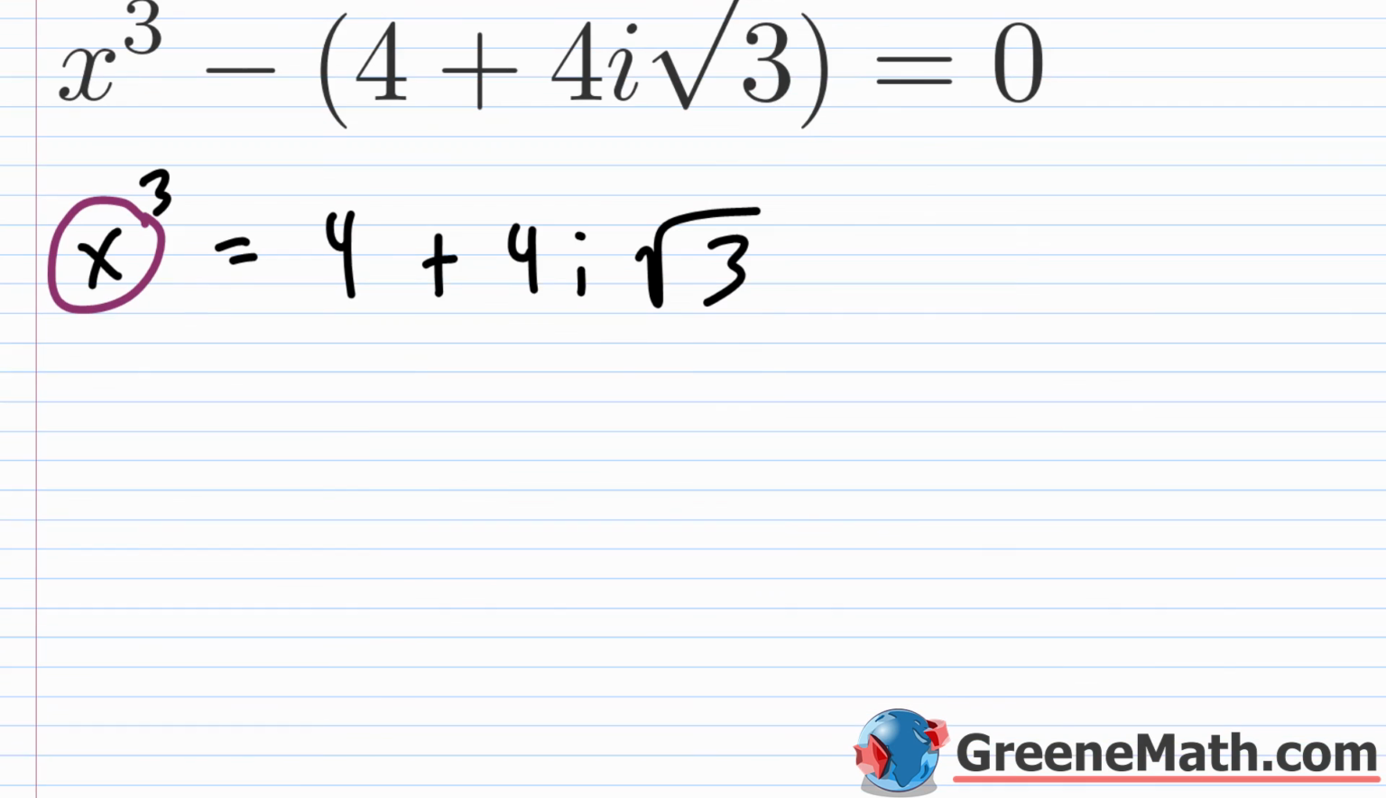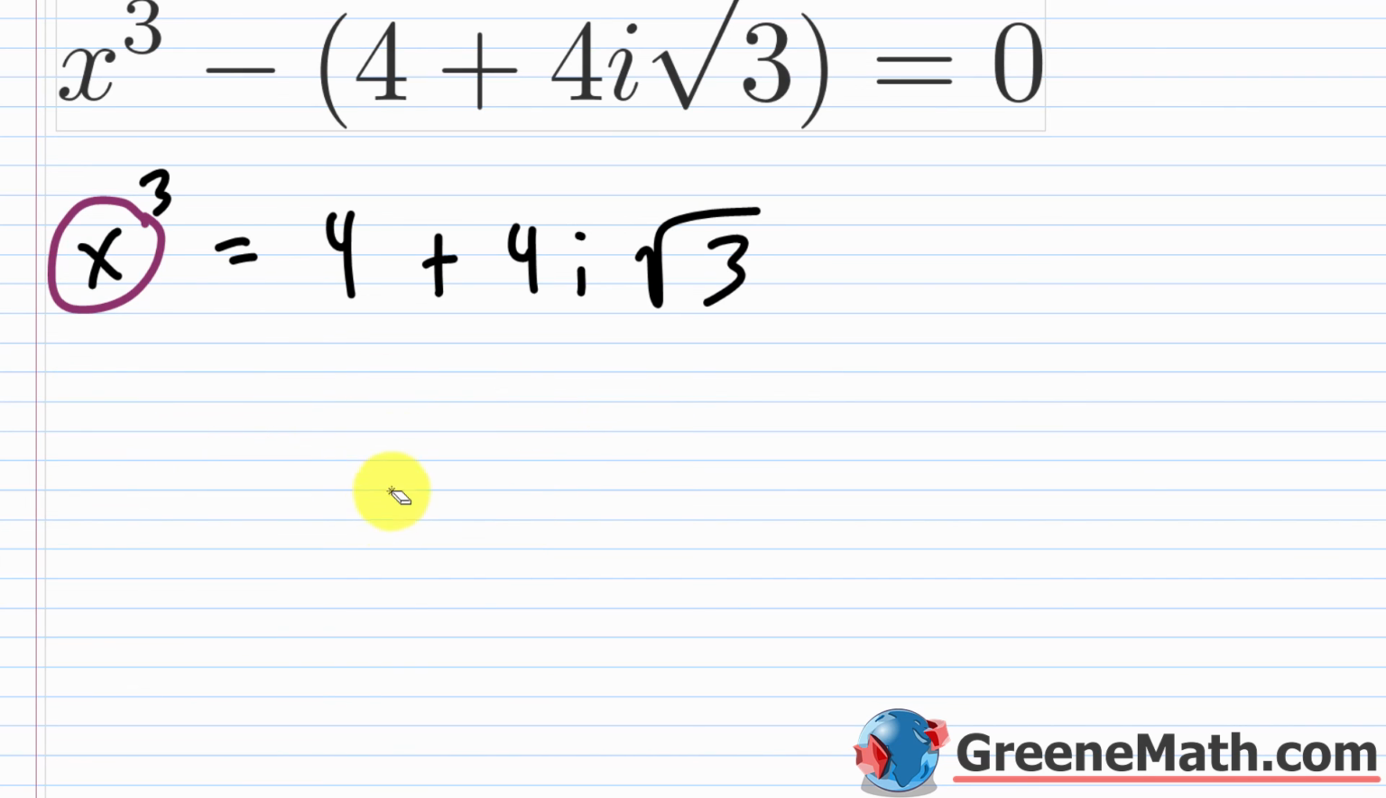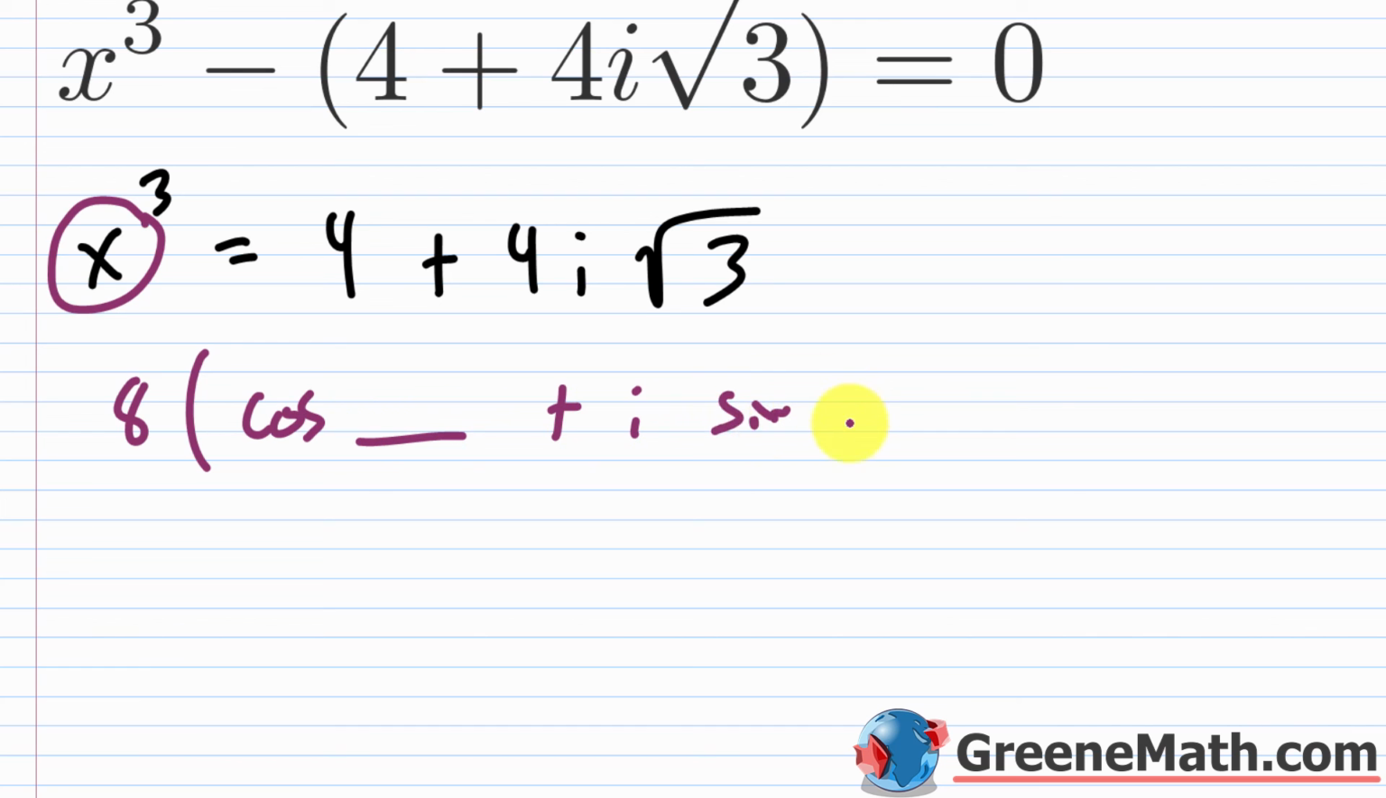So let's come down here, and let's begin by finding this guy in polar form. Your r value is equal to the square root of 4 squared, which is 16, plus your 4 times square root of 3 being squared. Now 4 squared is 16, and square root of 3 squared is 3. So this would be 16 times 3, which is 48. And if you do 16 plus 48, that's going to give you 64, and the square root of 64 is 8. So the r value here is going to be 8. Okay, so then times the quantity, the cosine of theta, plus i times the sine of theta.